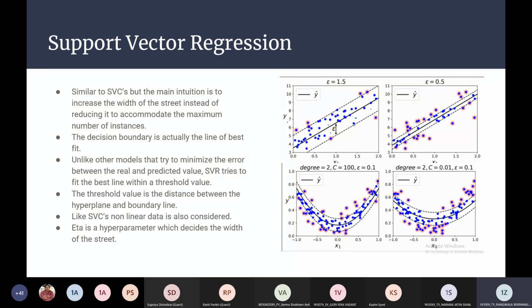Now, just like I said, the hard margin and soft margin classifications also apply over here. The only difference is the margin violation in this case will be instances that are not inside the street. The width of the street can also be controlled by a hyperparameter known as eta. The higher the value of eta, the wider your street will be.